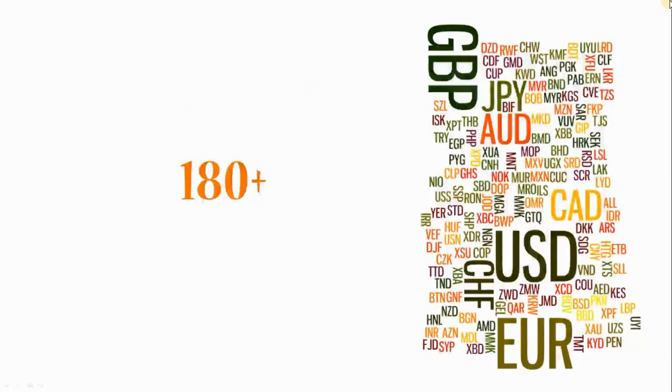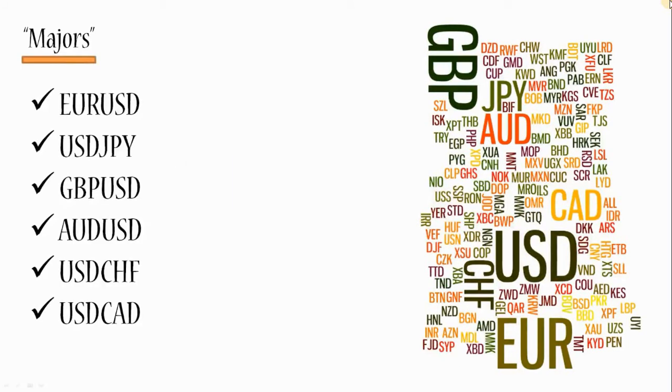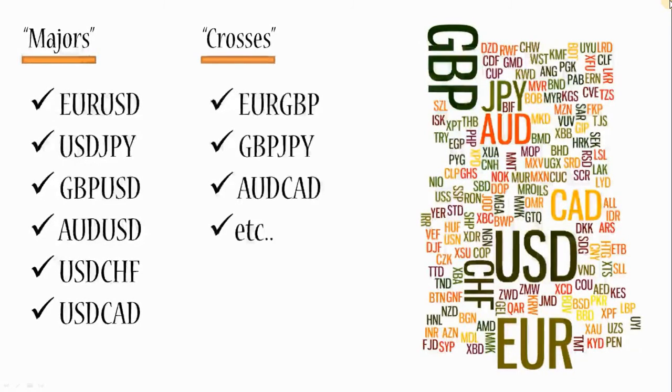There are over 180 currencies in the world, and you can combine any two of them to give you a currency pair. Most traders identify two main groups of currency pairs, and these are the majors: the euro-US dollar, the dollar yen, the British pound dollar, the Australian dollar American dollar, the dollar Swiss franc, and the dollar Canadian dollar. And also the second group is the crosses.